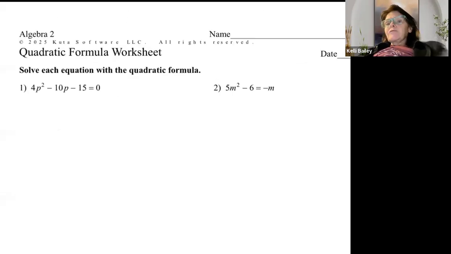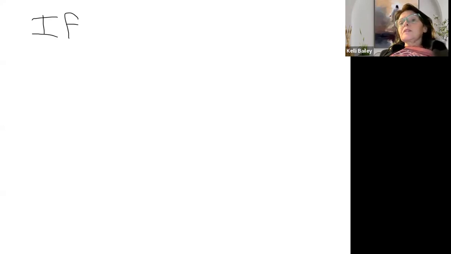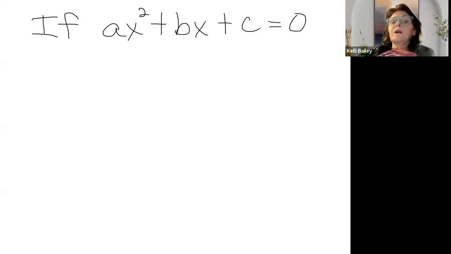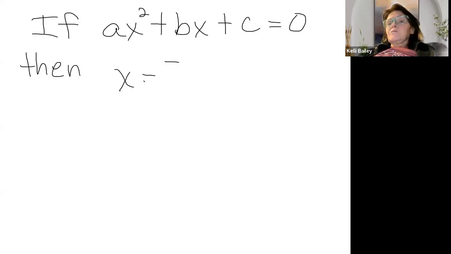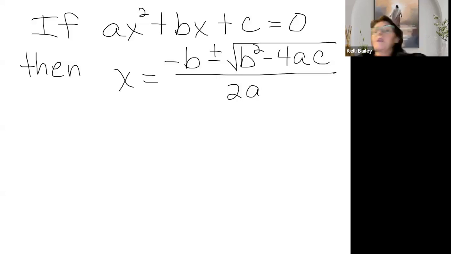Now, the quadratic formula says, let's start out by writing that down. So the quadratic formula says if an equation is written like this: ax squared plus bx plus c equals 0, then x equals opposite b plus or minus square root of b squared minus 4ac all over 2a. Make sure you have that. That is the rule for quadratic formula.